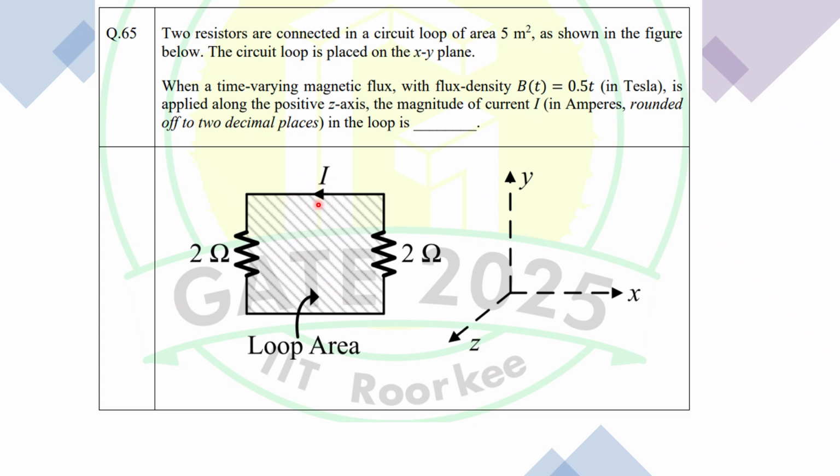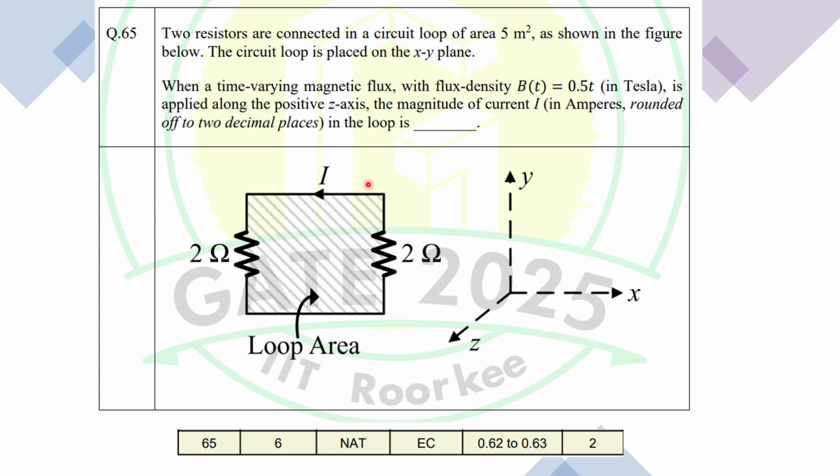So we have to find that induced current. Before finding it, we know the resistance values, that is 2 plus 2, 4, but we have to find out how much voltage will be generated. So first let's find the induced voltage, and since we already know the resistance, V by R gives the current. According to the answer key provided through the IT root key, the answer should be in the range of 0.62 to 0.63.